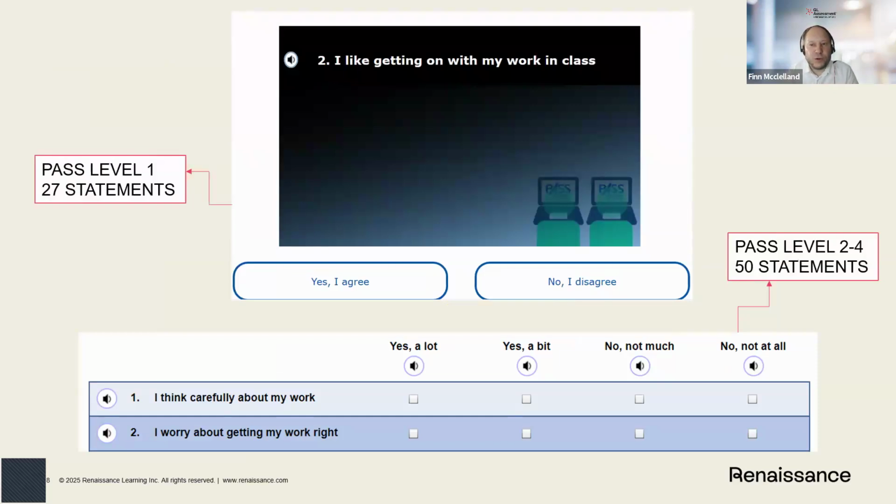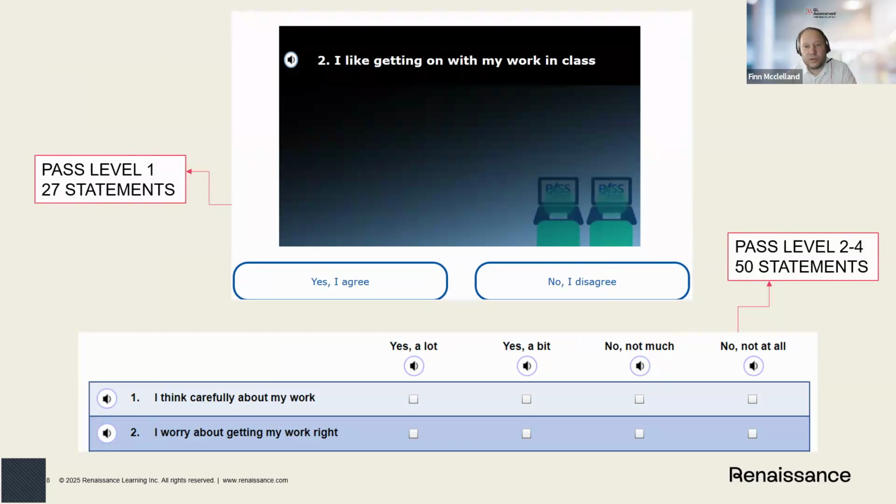So those students who are completing PASS level 1, and these are our younger students, so sort of 5 to 7-year-olds, are given just 2 response choices when answering the questions, and they will have each of the statements read aloud to them via audio included in the survey.